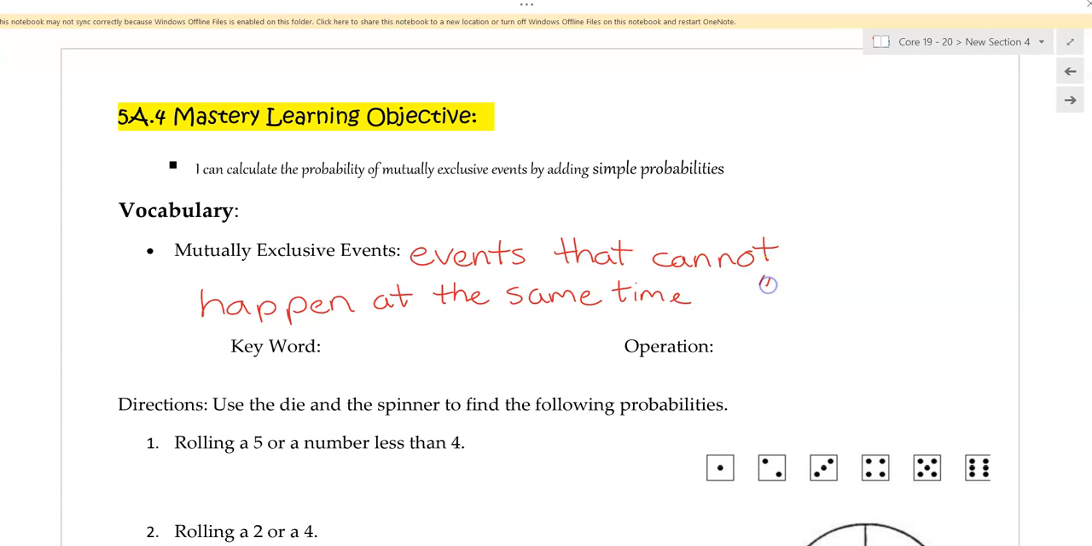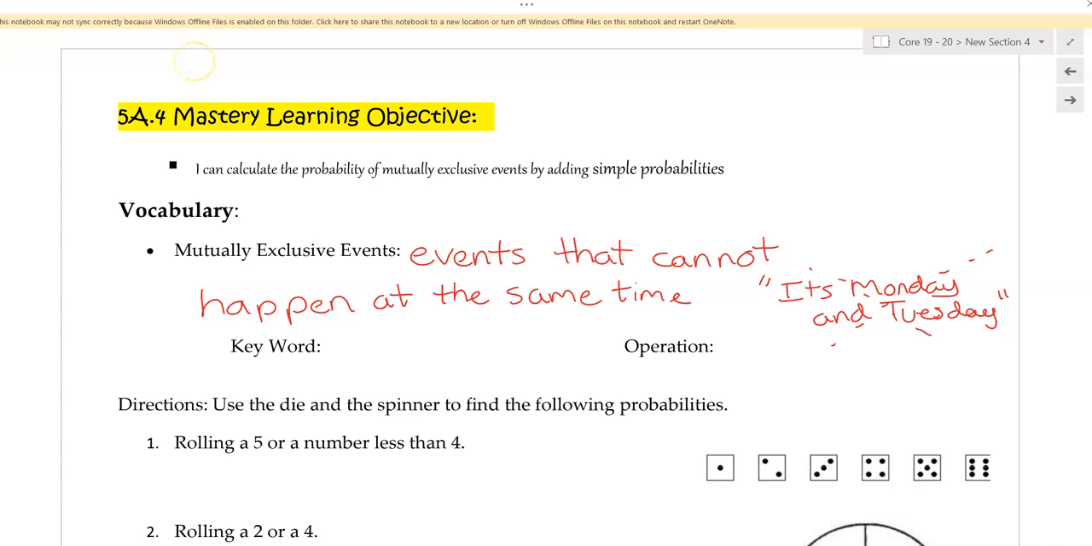One big example is it's Monday and Tuesday. Right? That doesn't make any sense. Those two things cannot happen at the same time. Being Monday and being Tuesday are mutually exclusive events.